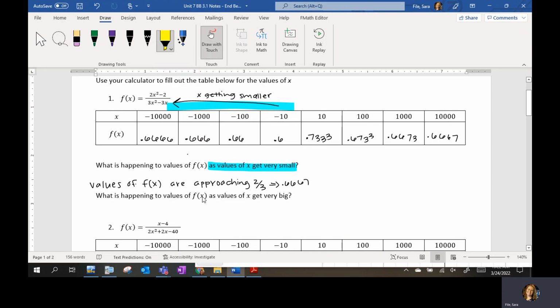What about as x gets very big? So that's going to be in the opposite direction, isn't it? Okay, so x getting bigger is going to the right. So we look at these numbers: 0.73, 0.673, 0.6673, 0.6667, then it'll be 0.66667, right? So what's it approaching? Same thing, 2/3. Both sides are approaching positive 2/3.